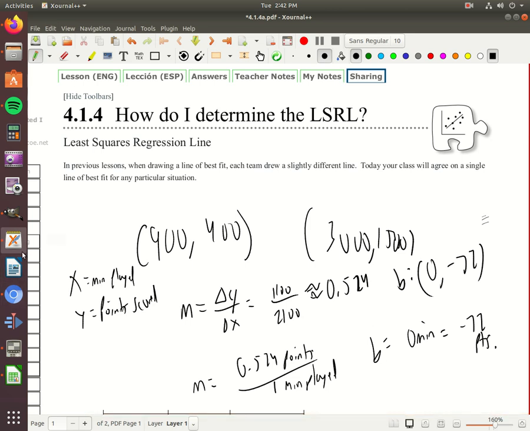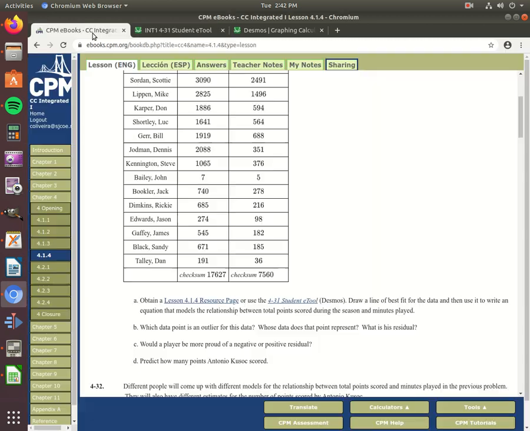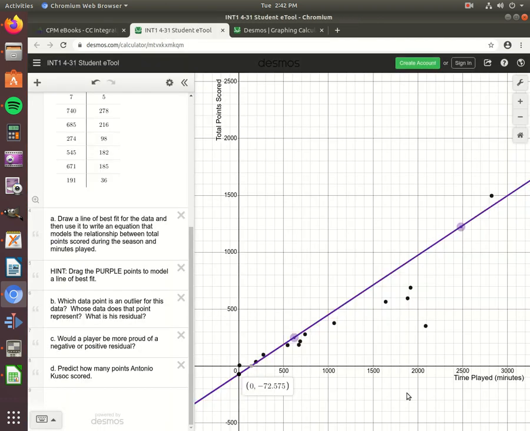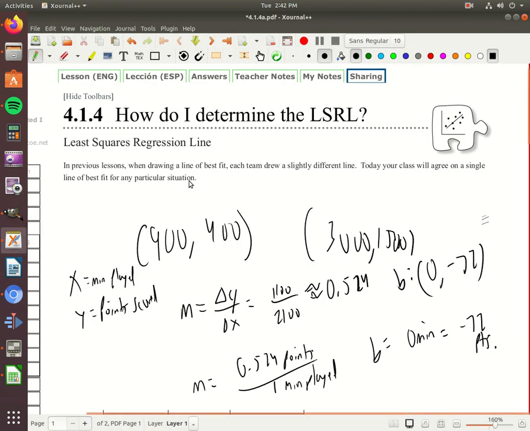Now, if I go back over here, you'll remember Tony Kukoc was the one that we were supposed to predict for. He played 2,103 minutes. So if I go to my graph, you can see 2,103 puts me about 1,020 points roughly. So the graph says about 1,020 points. That's my graph prediction.